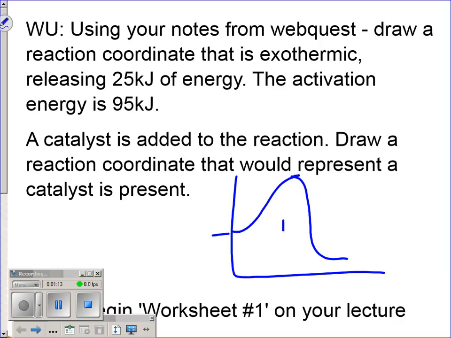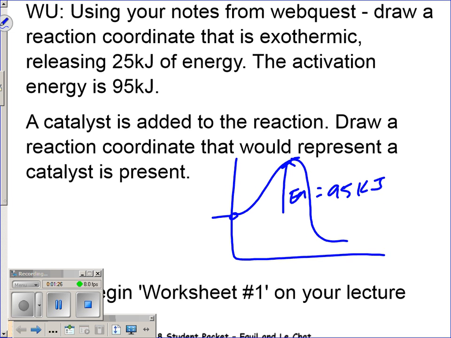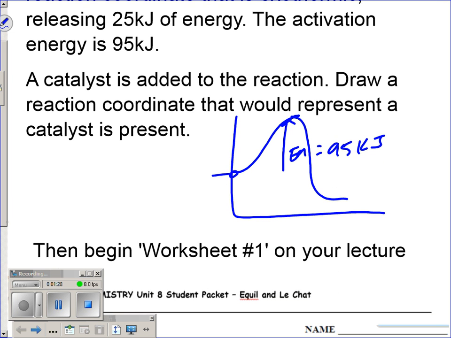That's the activation energy. It's the energy it takes. Oops, my graph's a little off. The energy it takes to get the reactant energy up to the activated complex, which is the energy peak, and that's 95 kilojoules. Okay? And then what would be the difference between, might not be to scale, the reactants and the product's final energy? Say again? 25. Why?